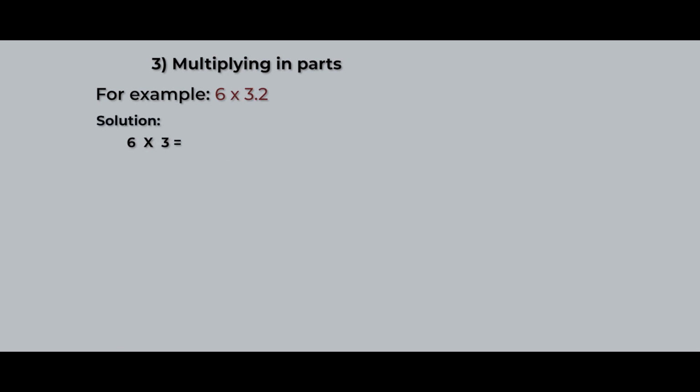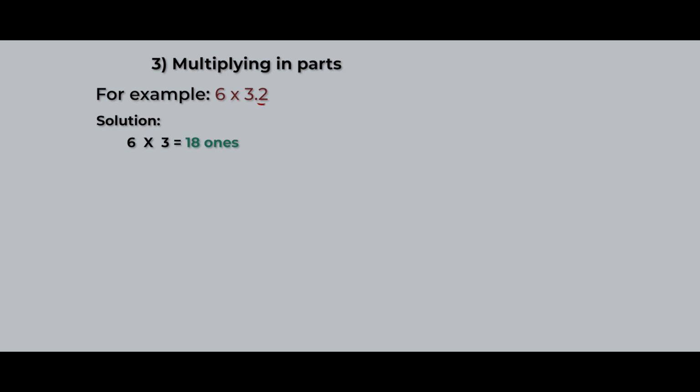Okay, next way is multiplying in parts. For example, 6 multiplied by 3.2. Here, we are going to make it into parts. First, make a part, that is the whole number part, and then the decimal part. So first, you multiply whole numbers. We have 6 as a whole number here, and then 3 as a whole number in the next number. So 6 times 3 gives you 18 ones.